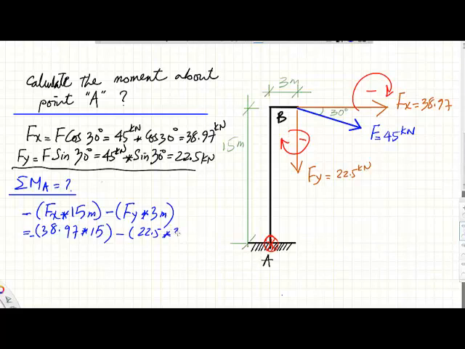minus 22.5 multiplied by 3, and the sum of all moments about A is equal to, of course, minus 652.05 kilonewton meter. And of course, the rotation being negative, it means it is rotating clockwise. It is like that. So from this we imply that the sum of all moments about point A is equal to minus 652.